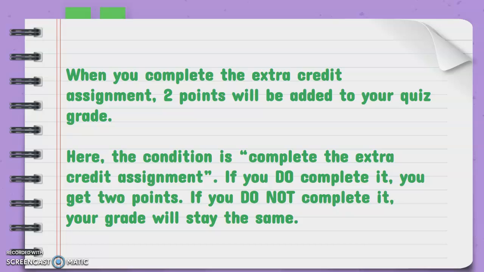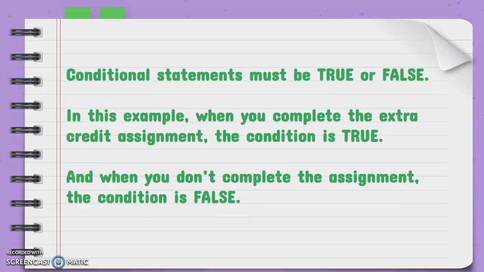So, for example, when you complete the extra credit assignment, 2 points will be added to your quiz grade. Here, the condition is complete the extra credit assignment. If you do complete it, you will get 2 points. If you do not complete it, your grade will stay the same.